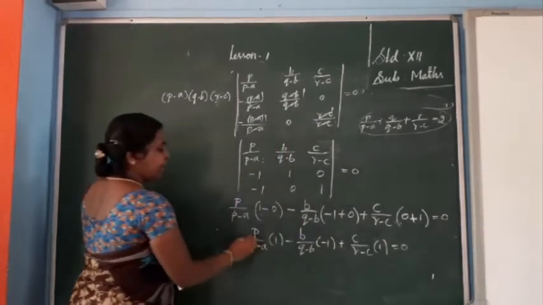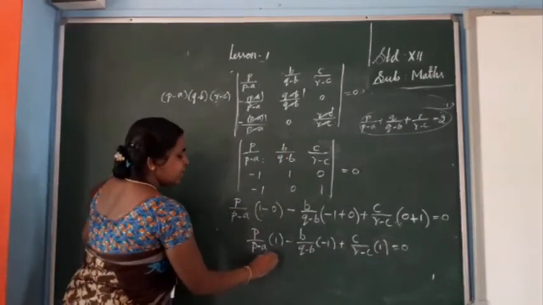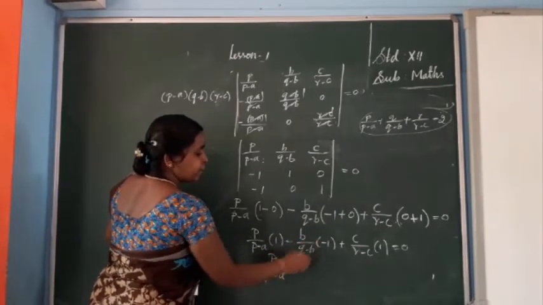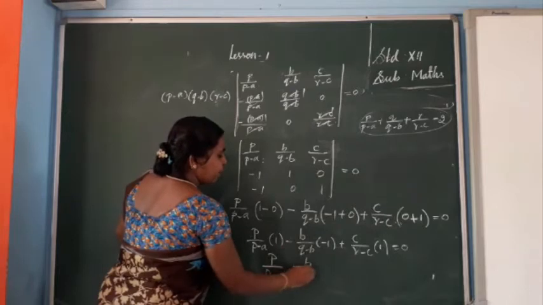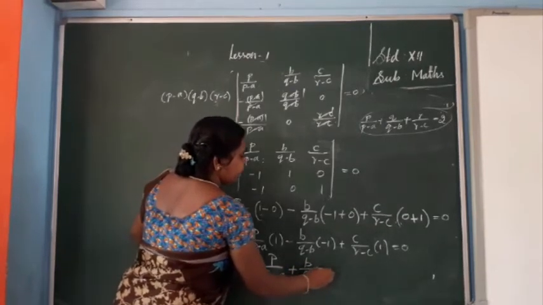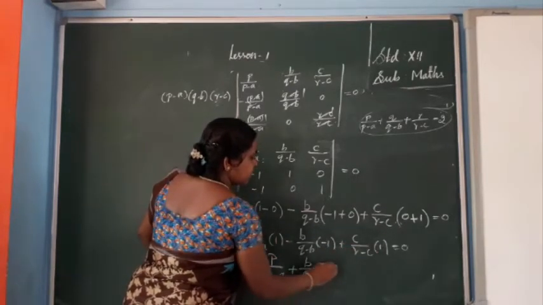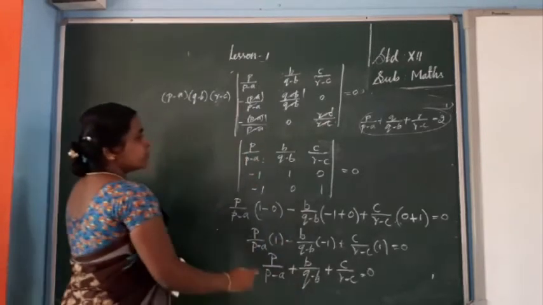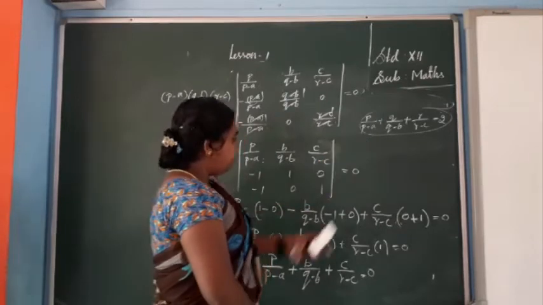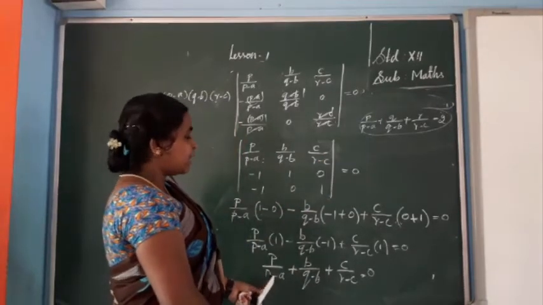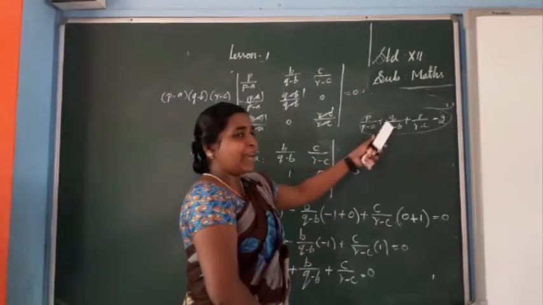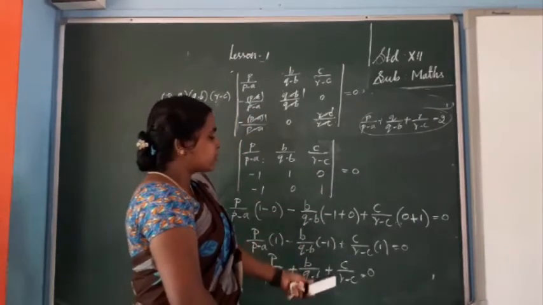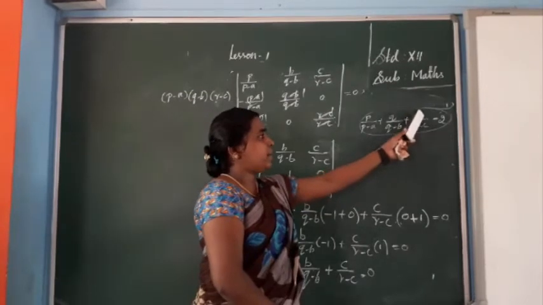Now we multiply. P by p minus a into 1 is p by p minus a. Okay. Next minus into minus plus b by q minus b. Here plus into plus is plus only. C by r minus c equal to 0. So now you see the answer. We want to prove p by p minus a, okay, first part, plus q by q minus b. Instead of b, what we need? Q. Isn't it? Same as next one also. Instead of c, we need r.